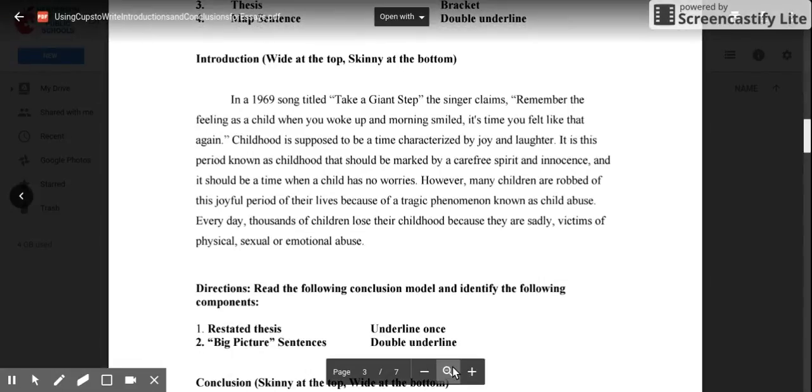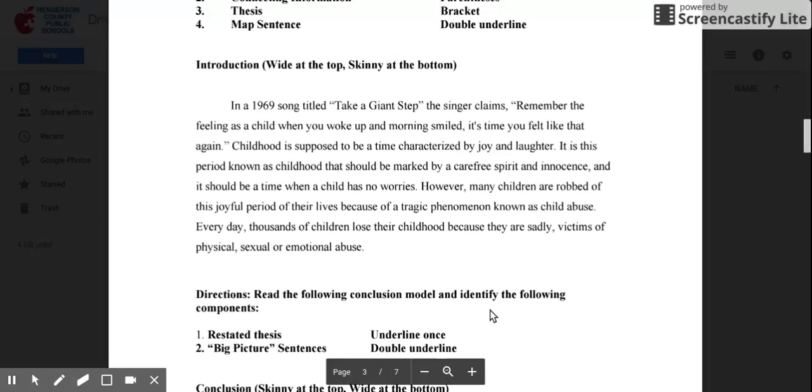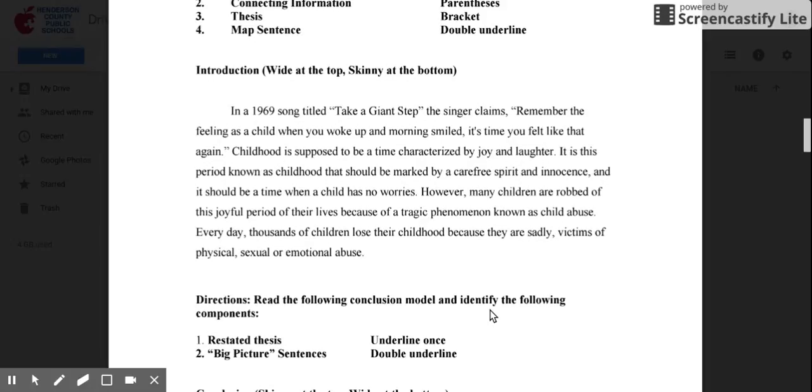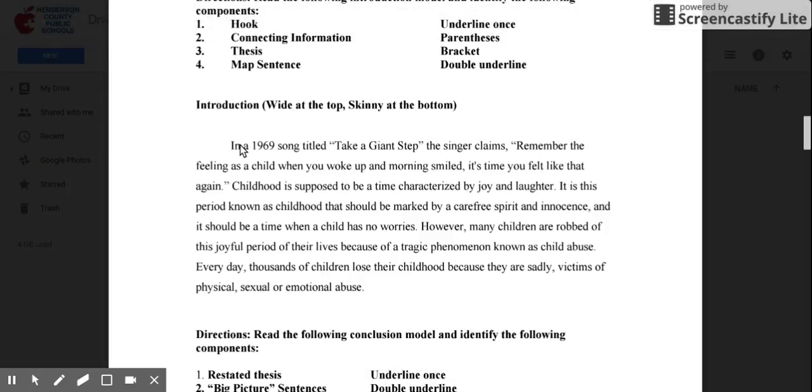Here is a good example of an introduction. It says, in 1969, in a song titled Take a Giant Step, the singer claims, "Remember the feeling as a child when you woke up in the morning and smiled. It's time you felt like that again." That is the hook sentence. Okay? It gets your reader interested and it grabs their attention.